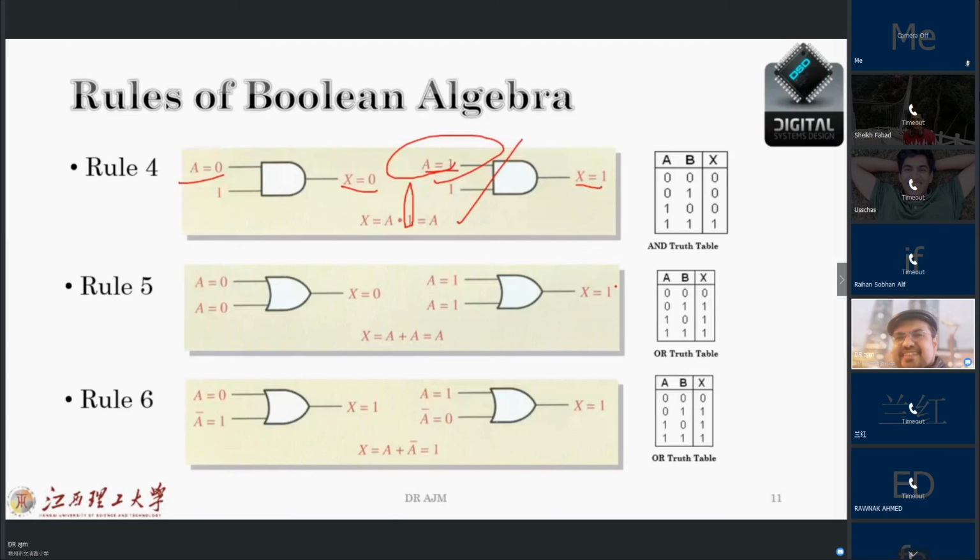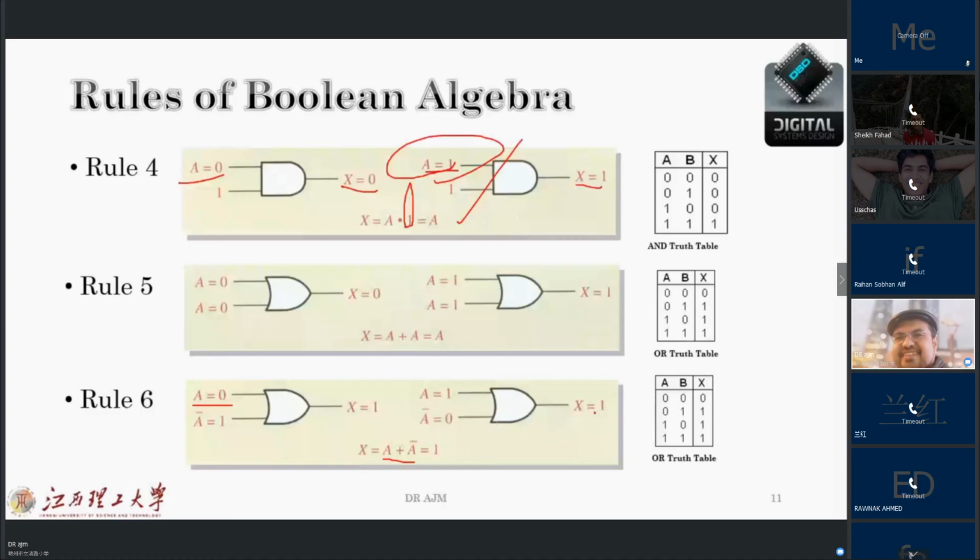Another one, A plus A bar. A plus is OR, okay? A bar is the complement of A. Now let us do A OR A bar. Suppose I assume A is 0, then A bar is 1. OR between 0 and 1 is 1. Next, I assume A as 1, and then A bar is 0. Then A plus A bar is equal to 1.